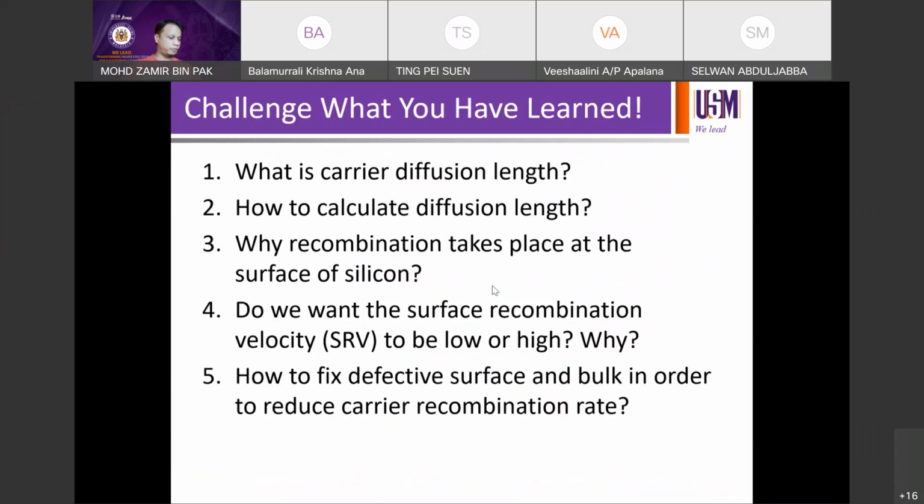Right, so let's get started with PN junction. As usual, before we continue, let's recap and let's challenge on what you've learned in the previous topic. So let's go through briefly. Question number 1. What is carrier diffusion length? Anyone? You can unmute yourself, you can write down in the chat box as well. We're going to use all this when we talk about PN junction and eventually your devices. Anyone, what is carrier diffusion length?